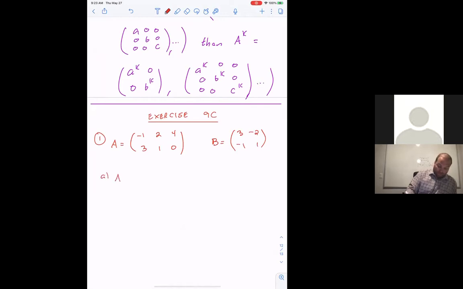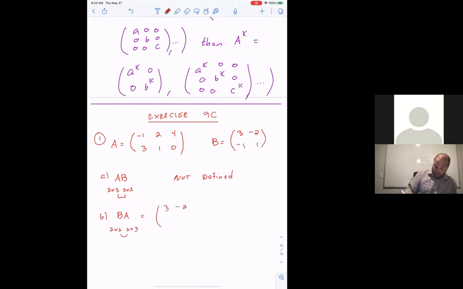So for A, it says find me AB. Well, let's take a look. A is 2 by 3, B is 2 by 2. Uh-oh. No, thank you. Not defined. That was quick. Quick and painless. B, find me BA. Well, B is 2 by 2, A is 2 by 3. Oh, this does work.